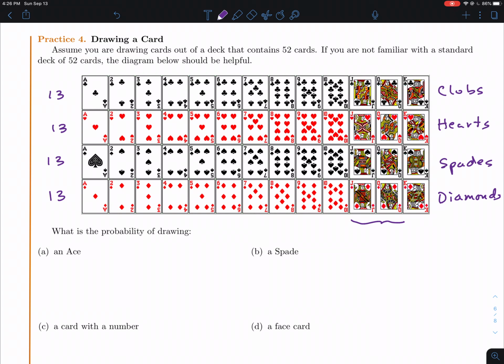I said one thing, I mean face cards. So the guys with faces are what are called face cards. And so if you count, there's 12 face cards. And then the number cards are obviously the ones that start with 2 and end with 10.